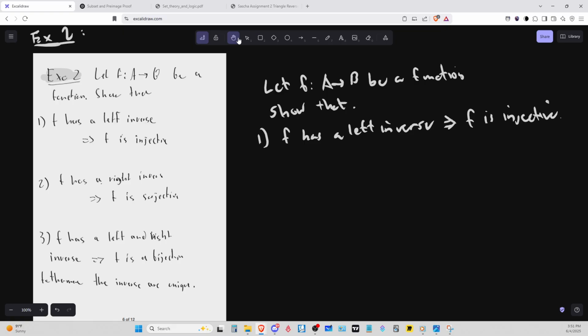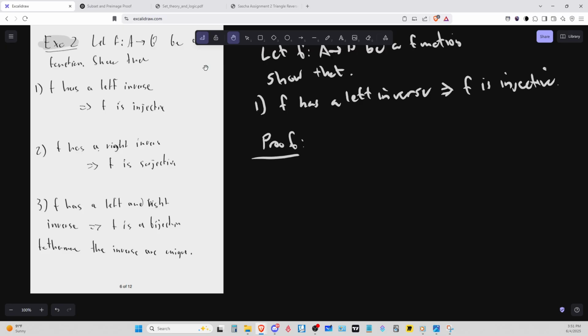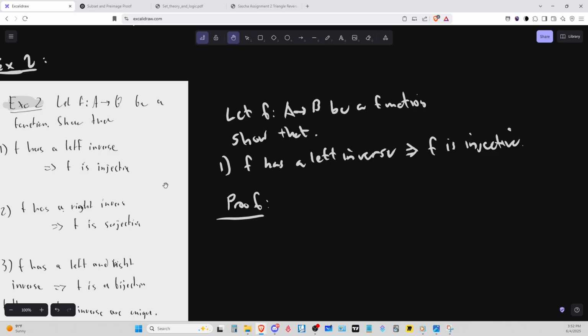So now we actually have to learn how to prove this. Proof. As a right inverse, then what's the third one? F has a left and right inverse, implying that F is bijective. Furthermore, the inverses are unique. Okay. Let's see. F has a left inverse, implying that F is injective. So we have to prove that F has a left inverse.